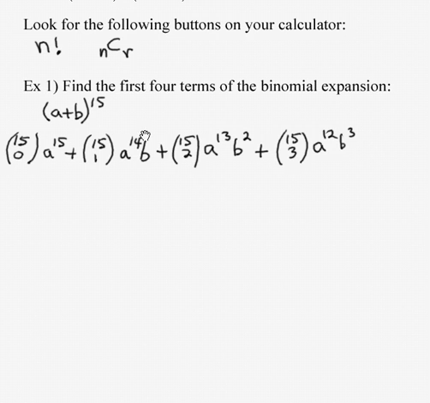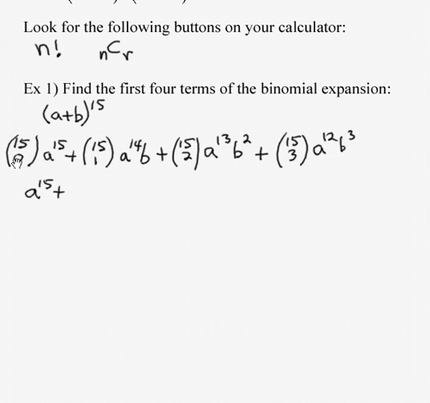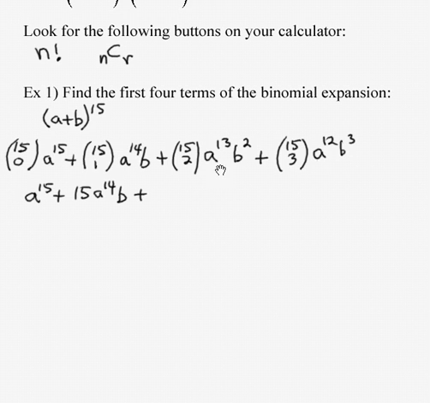Notice the degree of every term here is 15. All those exponents add up to 15. So this is just another way to get the coefficients without Pascal's triangle. And it's much faster if we're just looking for a few terms. 15 choose 0, if you do that on your calculator, is 1. 15 choose 1 is 15 on your calculator. 15 choose 2 is 105. 15 choose 3 is 455.